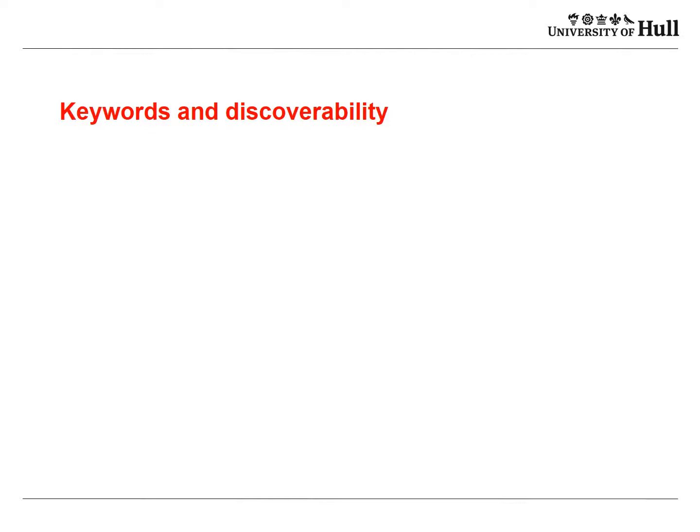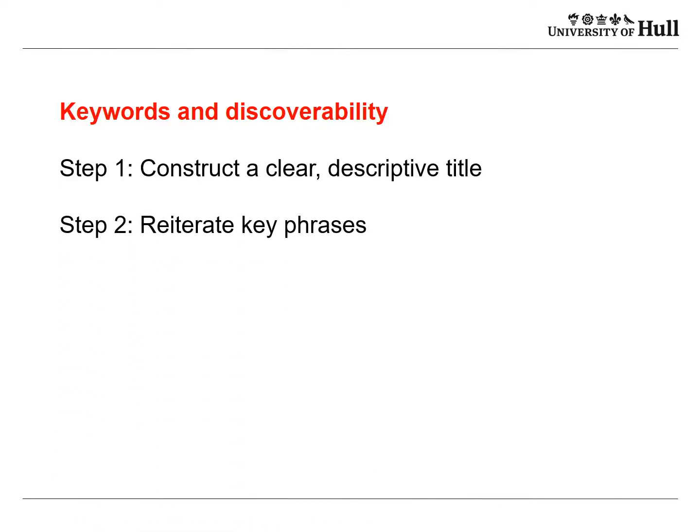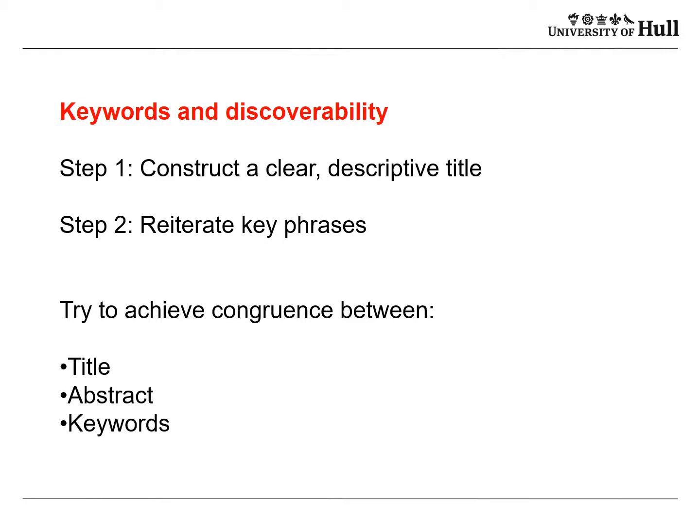Next, I want to look at keywords and discoverability, and this is related to the title, the abstract and the keywords. First step, construct a clear and descriptive title. Second step, reiterate key phrases. You should try to have 2 or 3 key phrases that are repeated between and within the title, the abstract and the keywords. And try to achieve congruence between these 3 aspects of the paper: the title, the abstract and the keywords.